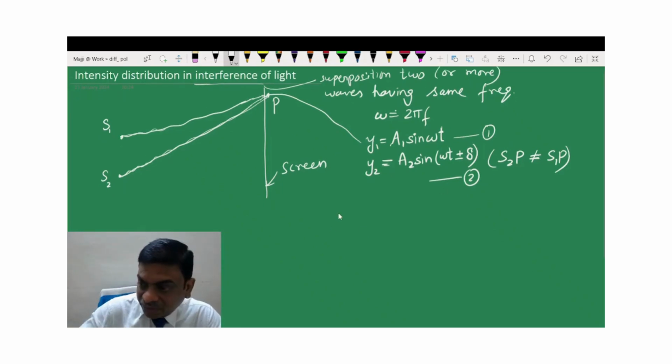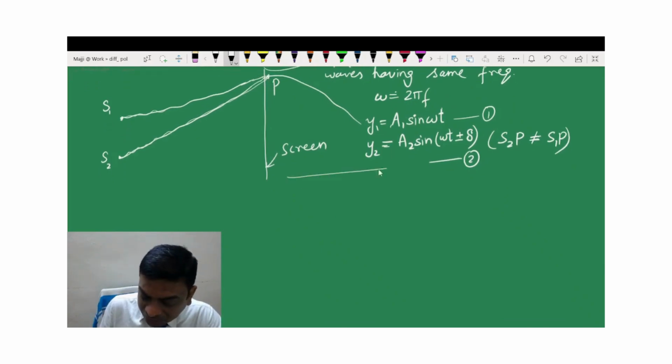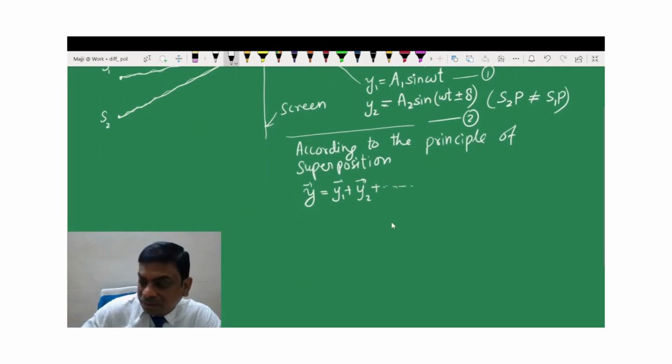So these are the two waves which are interfering at this point, or getting superposed simultaneously. Now the resultant wave can be expressed by the principle of superposition. According to the principle of superposition, the resultant of two or more waves is basically the vector sum. In fact, the principle of superposition simply implies vector addition. That is, when two or more quantities can be added vectorially to get the resultant, then we say it is obeying the principle of superposition.